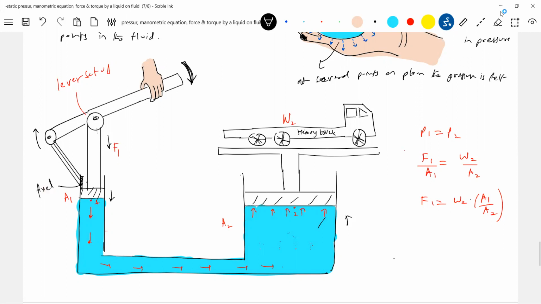Okay, this is piston 1. There's piston 2. Pistons are movable.